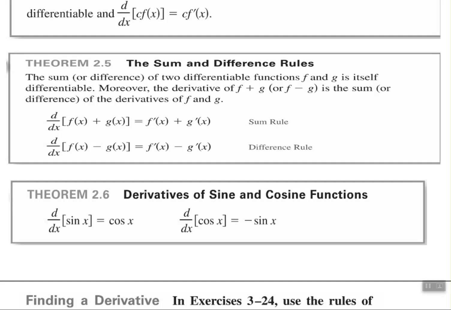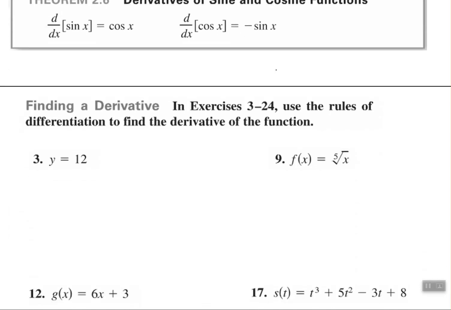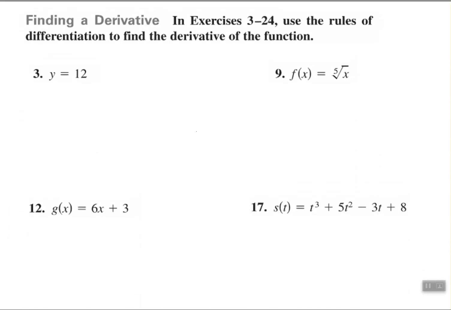Okay, so let's look at some examples here. This first one we have y equals 12. We want to find the derivative. The derivative of a constant is equal to 0. So think about drawing this out and remember the derivative is rate of change or slope, and the slope of any horizontal line is 0.